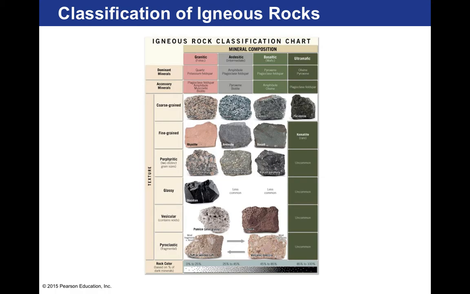So just another nice chart that gives you some examples of those textures we mentioned: coarse grain, fine grain, porphyritic, glassy, vesicular, and pyroclastic. All right, so you probably know more about igneous rocks than you've ever thought you would want to know in your life.